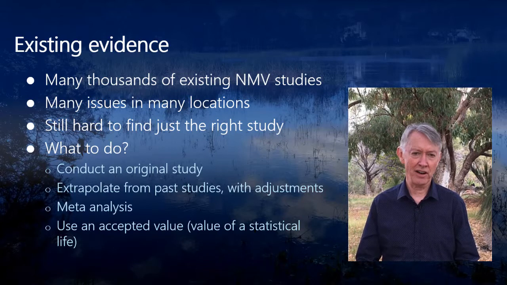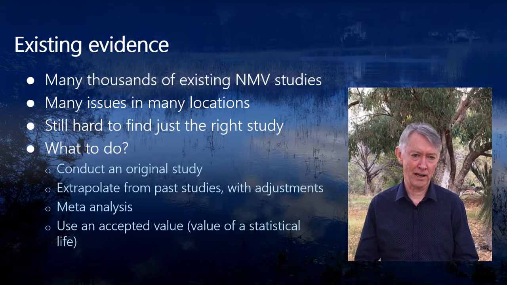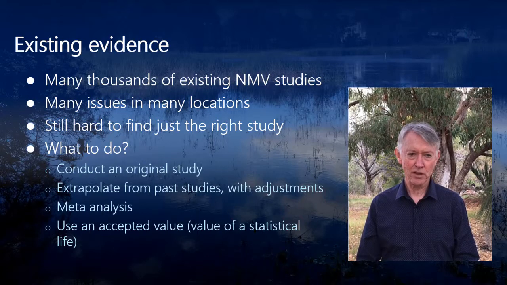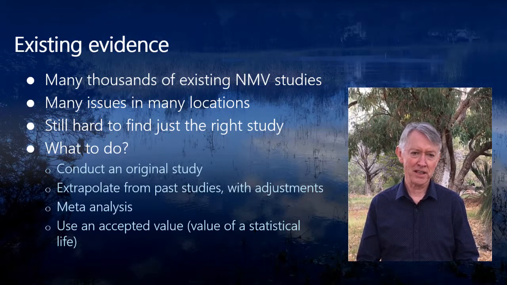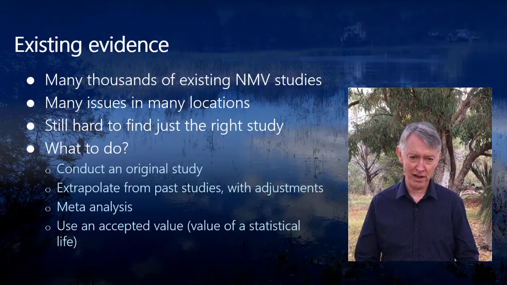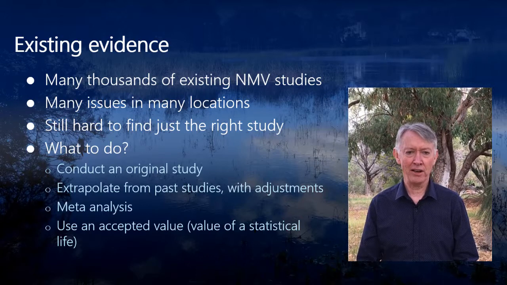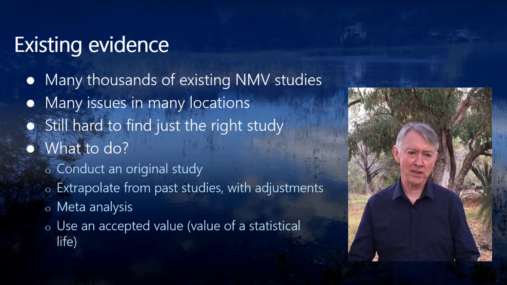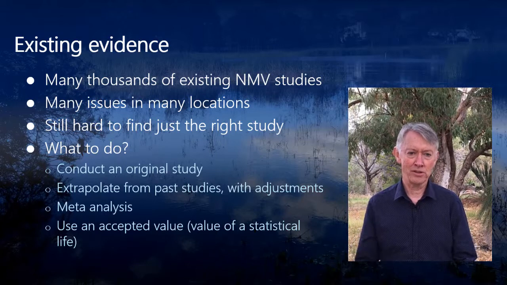If there's no study available that just suits your issue, you can conduct an original study. You can extrapolate from past studies with adjustments. You can do a meta-analysis across a range of studies. Or sometimes you can use an accepted value. For something like the value of a statistical life, the government recommends a national value that we should use for that.